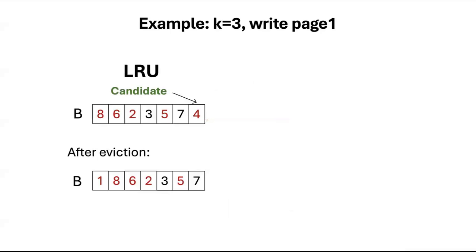Now let's look at an example where the device concurrency is 3 and a write request comes in for page 1. Since page 1 is not in the buffer pool, the LRU policy identifies the least recently used page for eviction, that is 4 in this case. 4 is evicted and page 1 is added to the buffer pool.